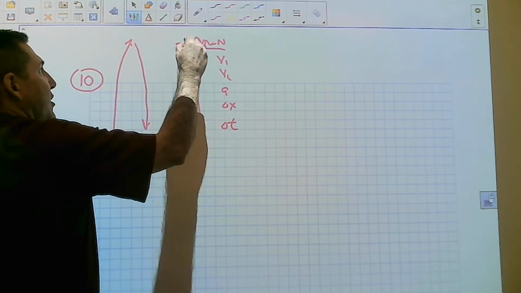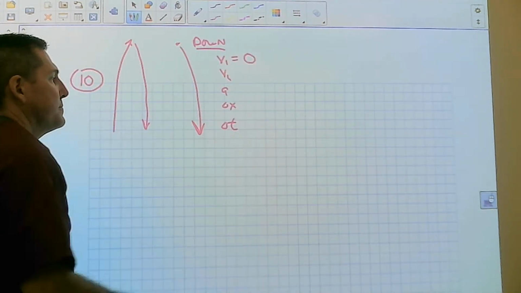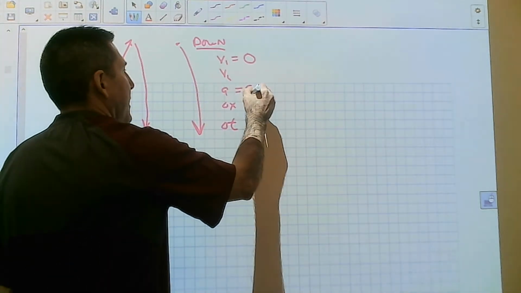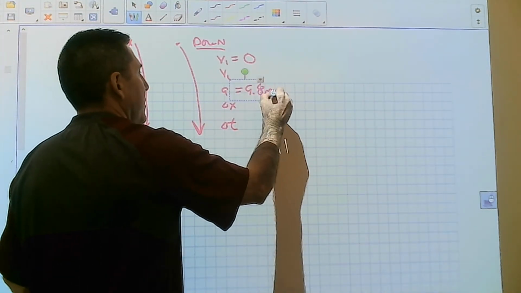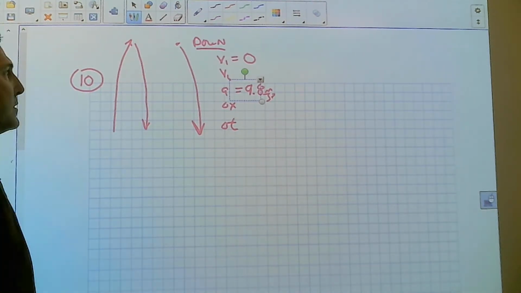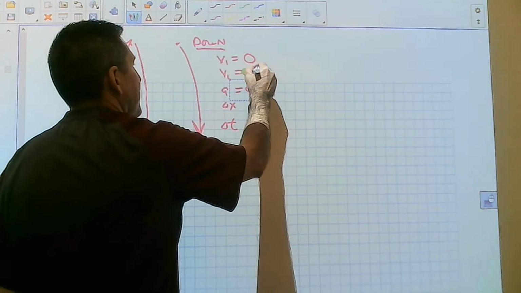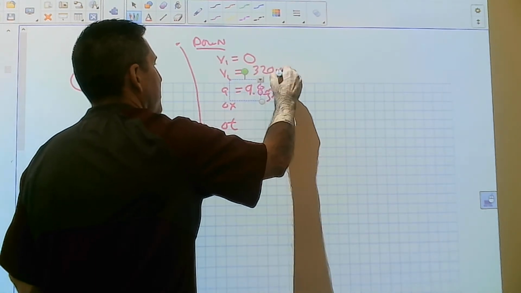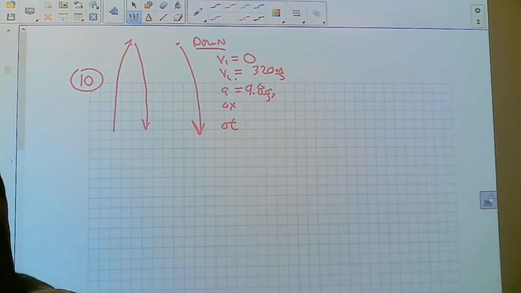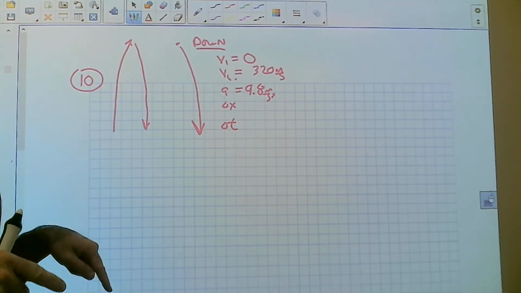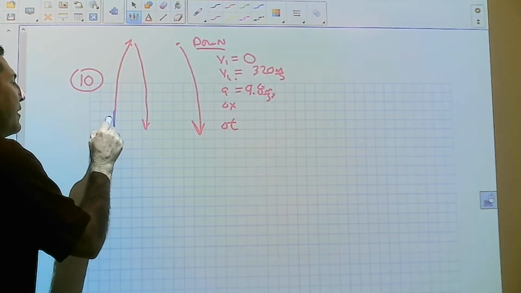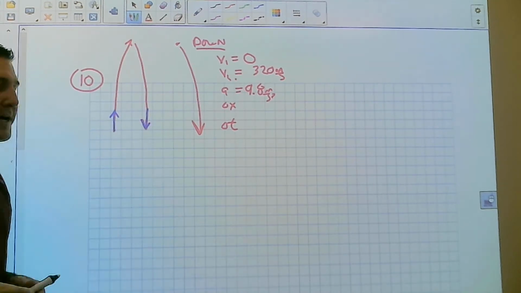I know it's going to start at 0. I know it's going to accelerate at 9.8 meters per second squared. And I know it's going to impact the ground at 320 meters per second, because the initial and final velocity have to be the same. This velocity right there has to be the exact same as that velocity right there.